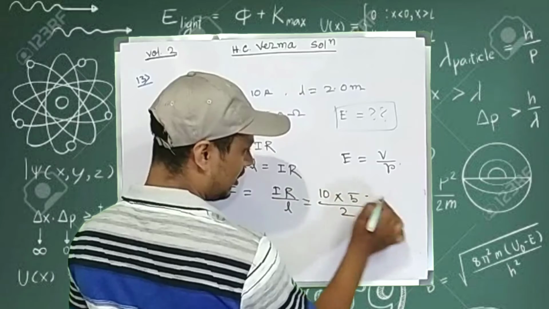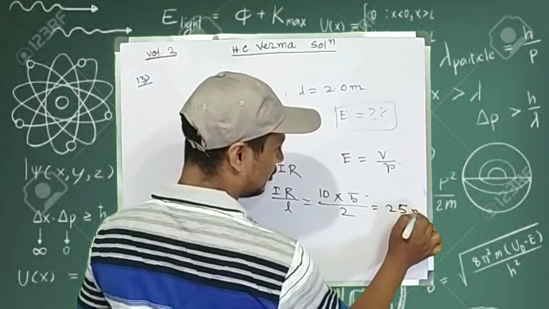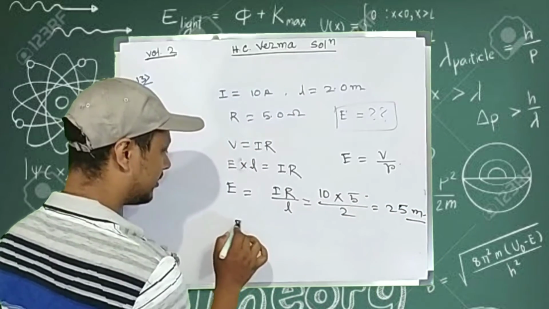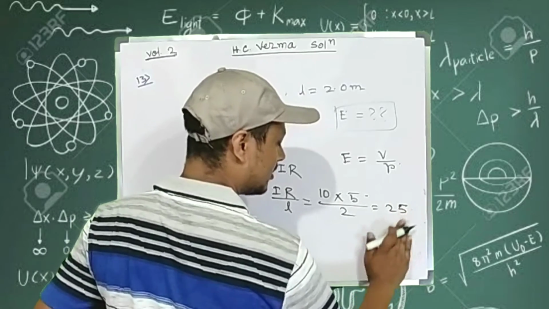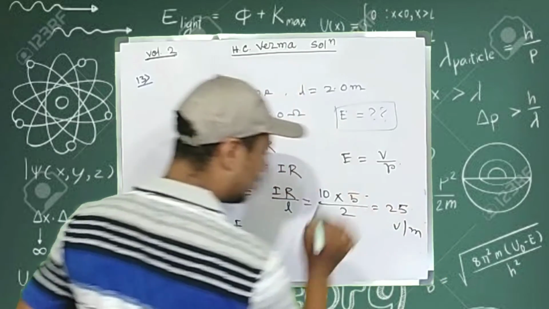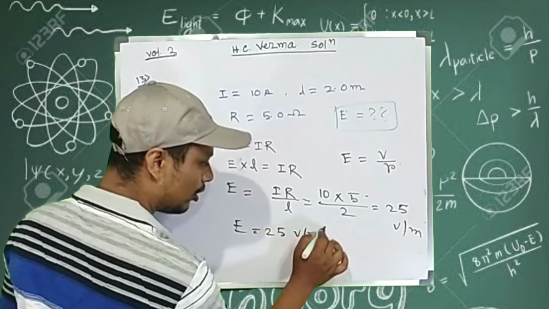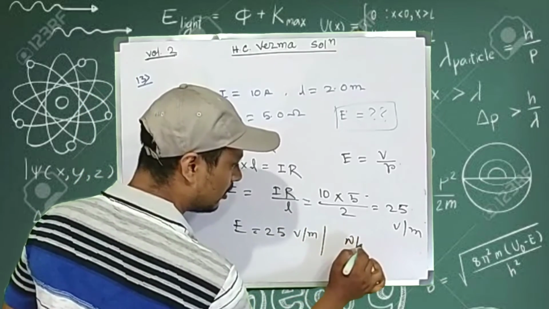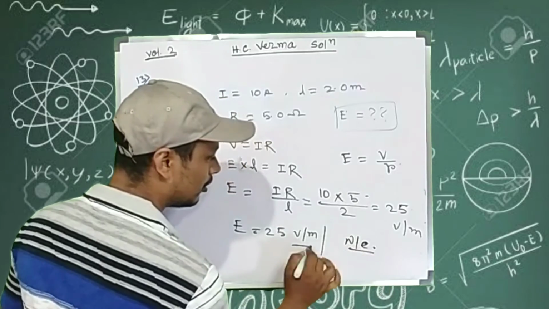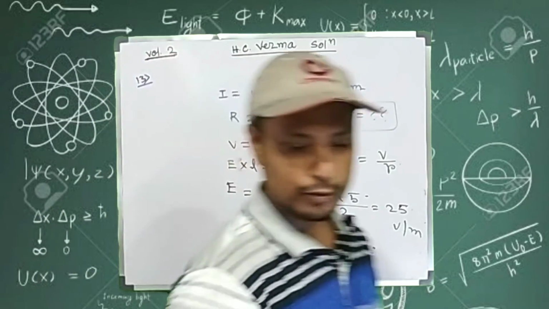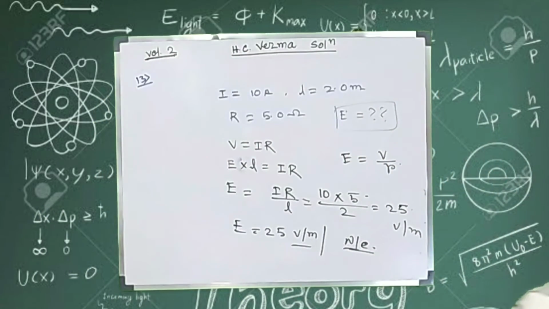So that is 50 upon 2, which is 25. So you can write the electric field, sorry, it is not meter, it is volt per meter. So the electric field is 25 volt per meter, or you can write newton per coulomb. Both units are valid.